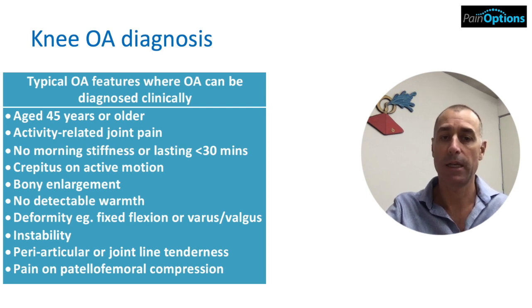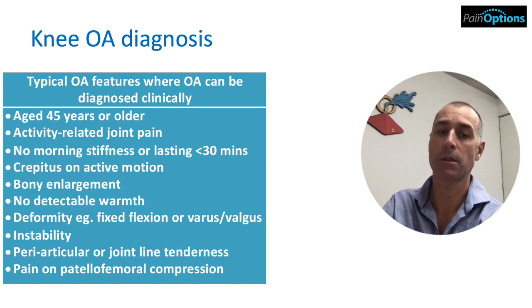So you'll see listed there are typical features where we could see someone where we could diagnose OA clinically. So older age, describing when they're doing increased physical activity that they get knee joint pain. They might have some morning stiffness, but it doesn't last more than 30 minutes.